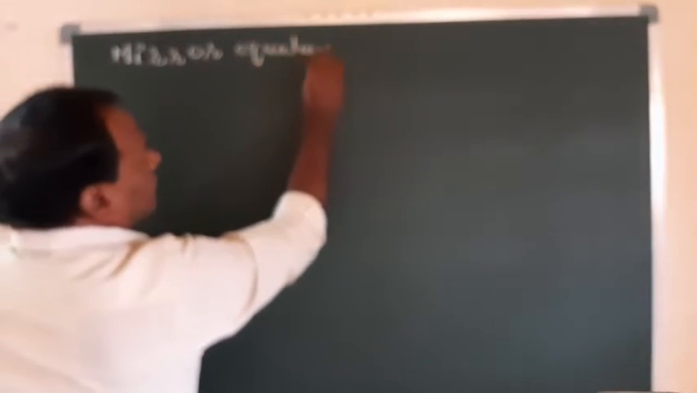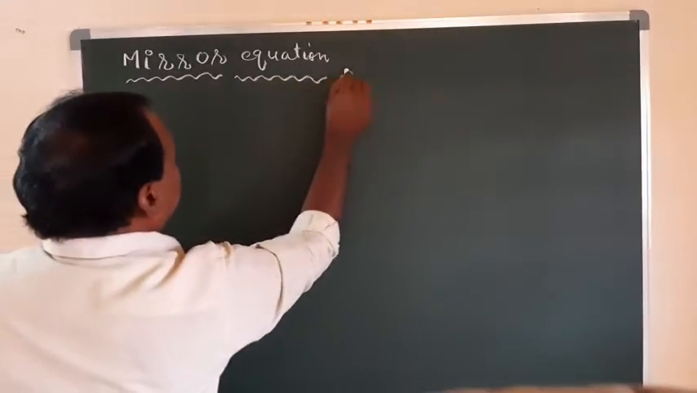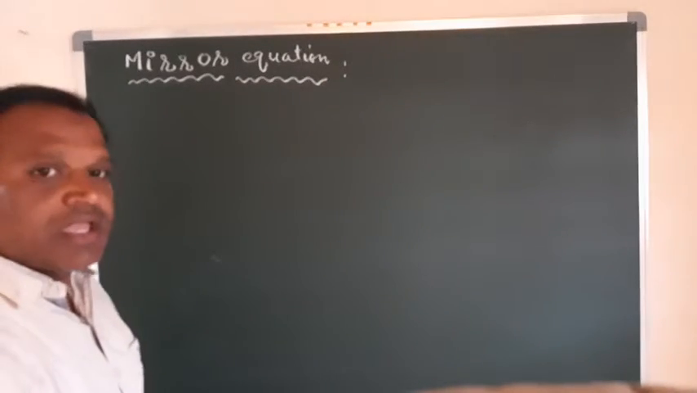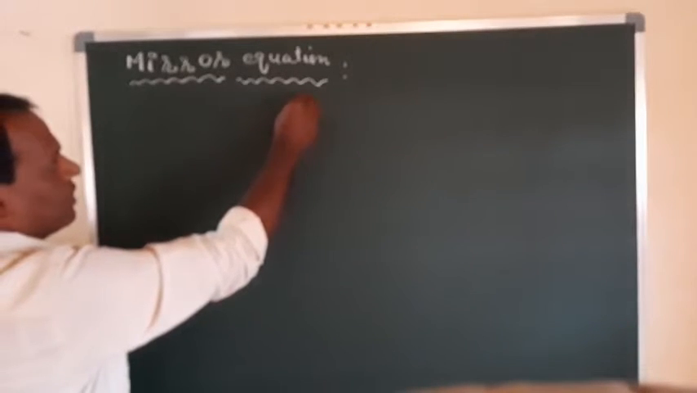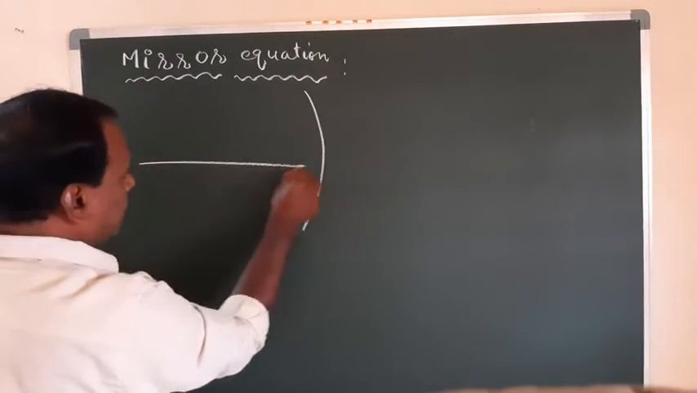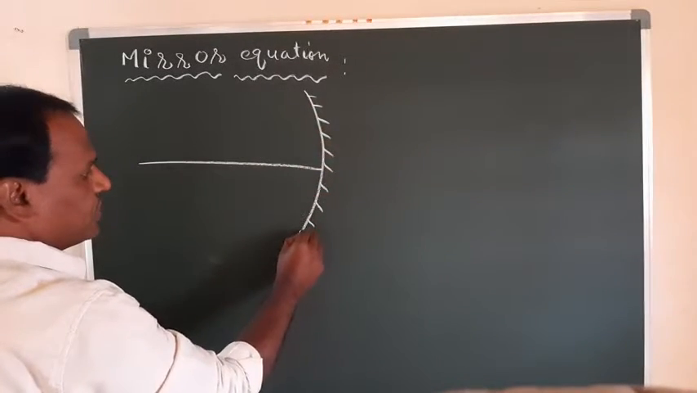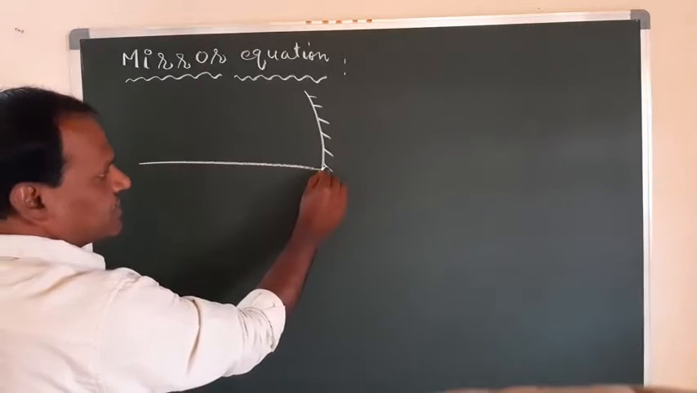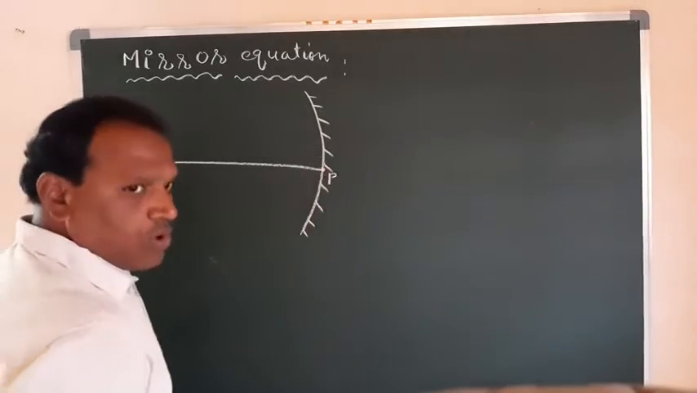Mirror equation. Here you can consider a concave mirror, and this is the principal axis. This is the concave mirror with its aperture. Here to here we have the aperture, and the point where the principal axis intersects the midpoint of this aperture is known as the pole.